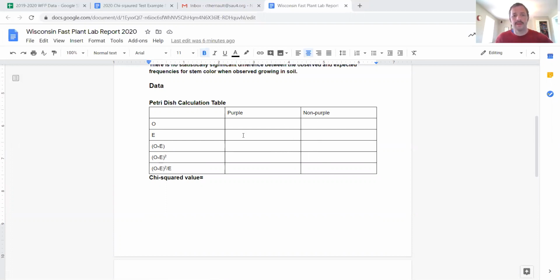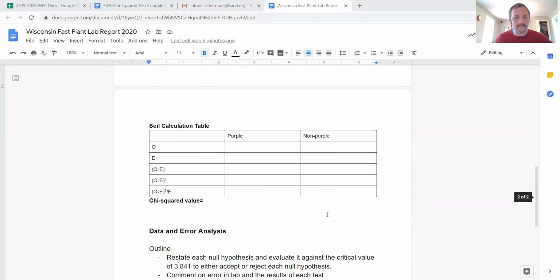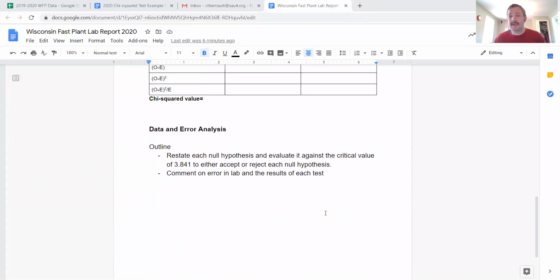So you just have to complete the table, and calculate your chi-squared value by adding these two numbers together. And then finally, you're going to do a data and error analysis where you restate each null hypothesis and evaluate it against the critical value of 3.841 to either accept or reject each null hypothesis. Remember, if your chi-squared value is below 3.841, you're going to accept that null hypothesis. That's good. There's no statistically significant difference between observed and expected. Awesome. But if it's above, you have to reject it. There's something going on. There's some error here that we're not taking into account.